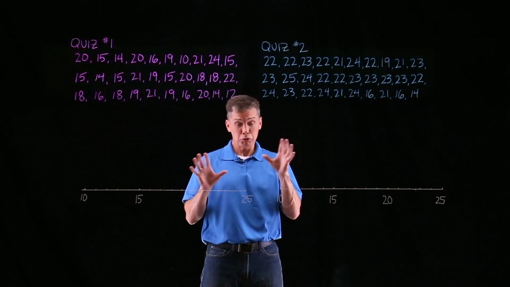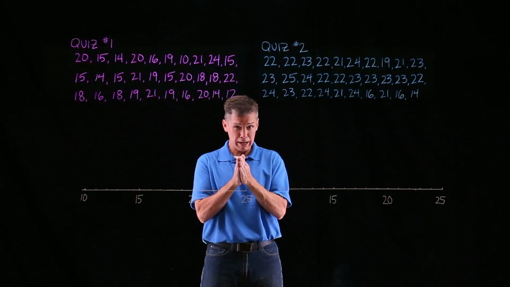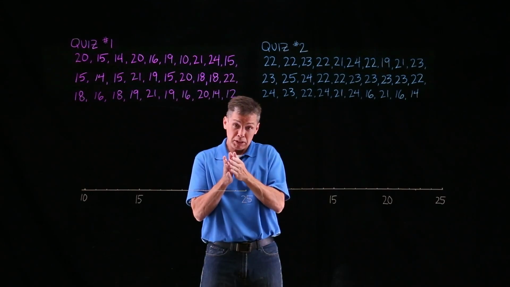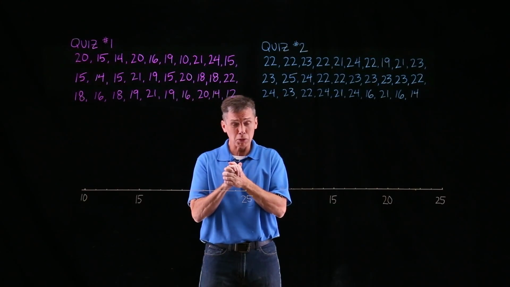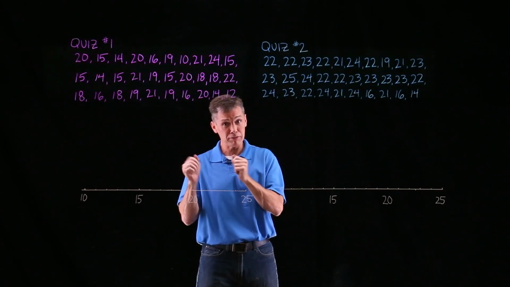Okay, in this problem, we have two different data sets for two different quizzes, and they ask us to construct a line graph for each. And then for each data set, determine the score that has the highest frequency. We'll do that part after we see the graph, okay?